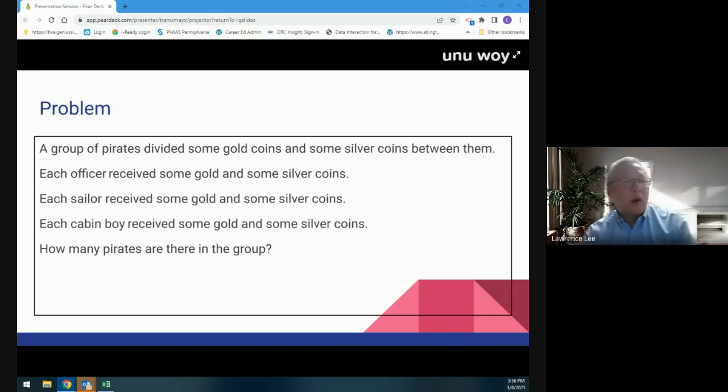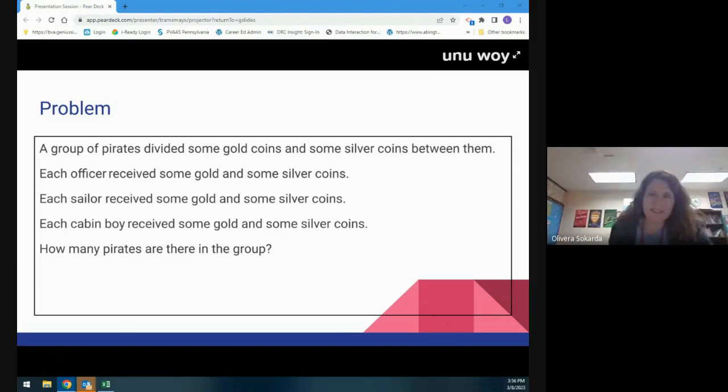What quantities do we need to start with in order to determine? Well, first of all, does anybody know what we are looking for? How many pirates? Yeah, how many pirates?